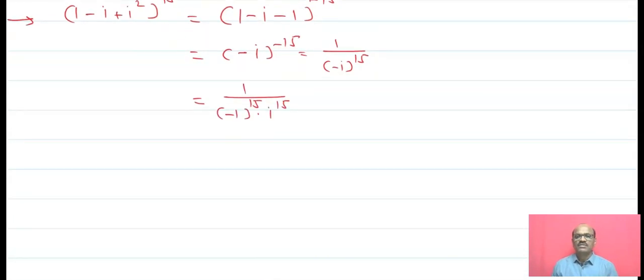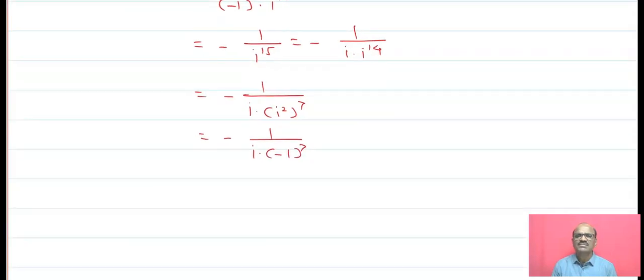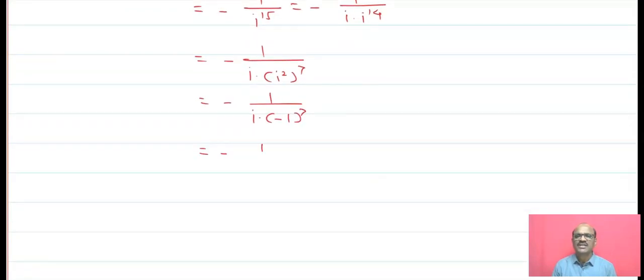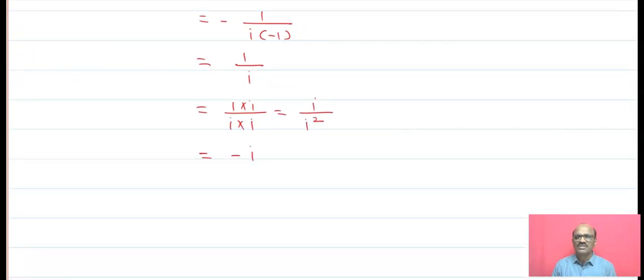that is 1 upon, that is equal to minus 1 upon i raised to 15. Now we can split it like this: i into i raised to 14, that is minus 1 upon i into (i square) raised to 7. i square is minus 1 raised to 7, and overall minus minus will become plus, and we will get minus 1 upon i. Now multiply numerator and denominator by i, that is 1 into i over i square, that is equal to overall minus i.